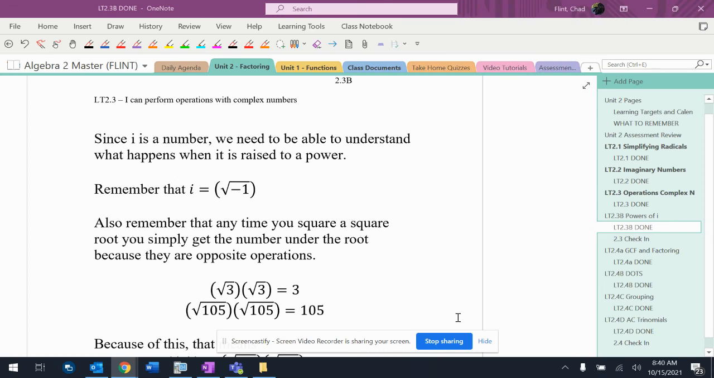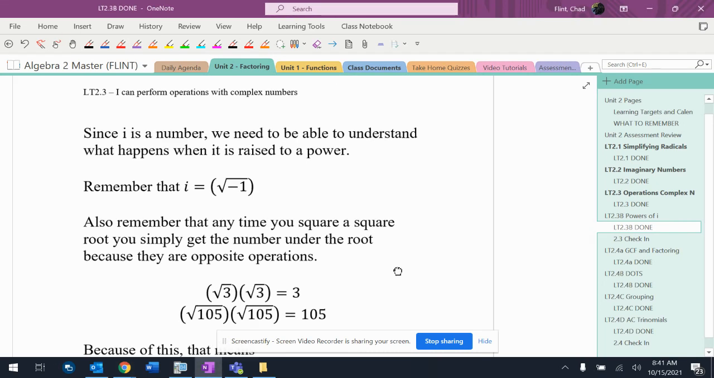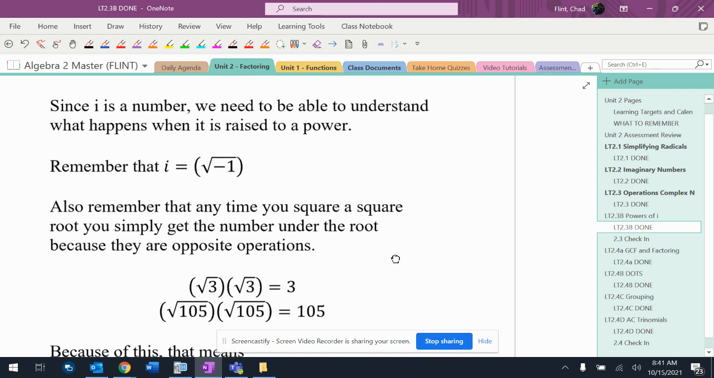So to finish up the powers of i, we need to go through and talk about what to do when we have i to the 10th or the 15th or different powers like that. So we've got to remember that i itself is equal to the square root of -1. And we're going to go through and talk about how we take that and make it into different things that are going to have to get substituted in.